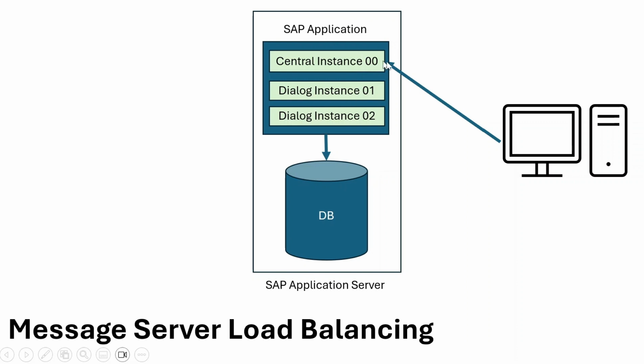How many dialog instances I have, whether those dialog instances are up and running, which one is more loaded, which one is free. All this information the central instance has, especially the message server of the central instance. Based on that information, it will redirect the request to a dialog instance, and from then on it will happen as usual. Whatever you saw in the standalone, it will happen exactly like that. But which one is free and which one is alive, that load balancing is done by the message server process of the central instance.